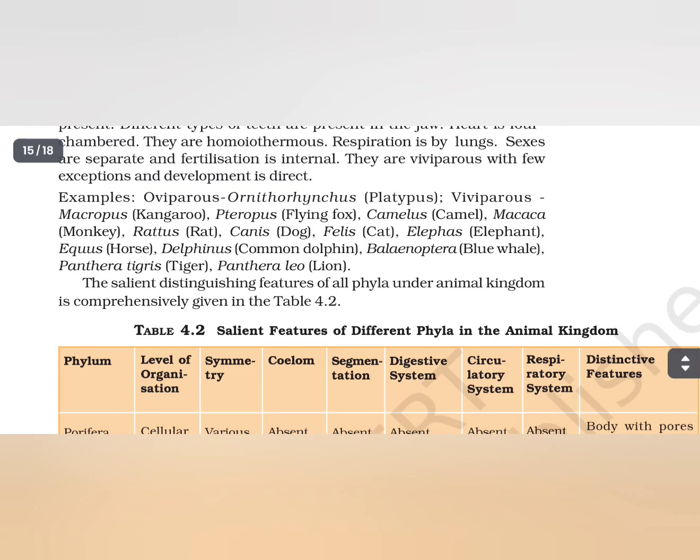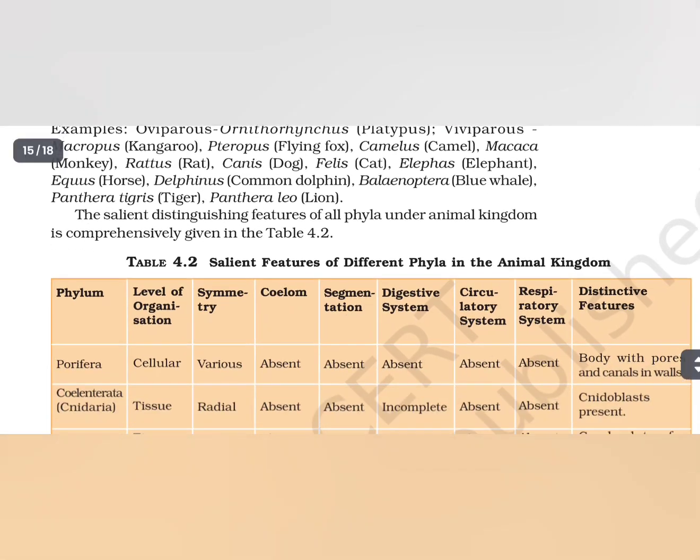Example: Oviparous, Ornithorhynchus, platypus; Viviparous, Macropus, kangaroo; Pteropus, flying fox; Camelus, camel; Macaca, monkey; Rattus, rat; Canis, dog; Felis, cat; Elephas, elephant; Equus, horse; Delphinus, common dolphin; Balaenoptera, blue whale; Panthera tigris, tiger; Panthera leo, lion.